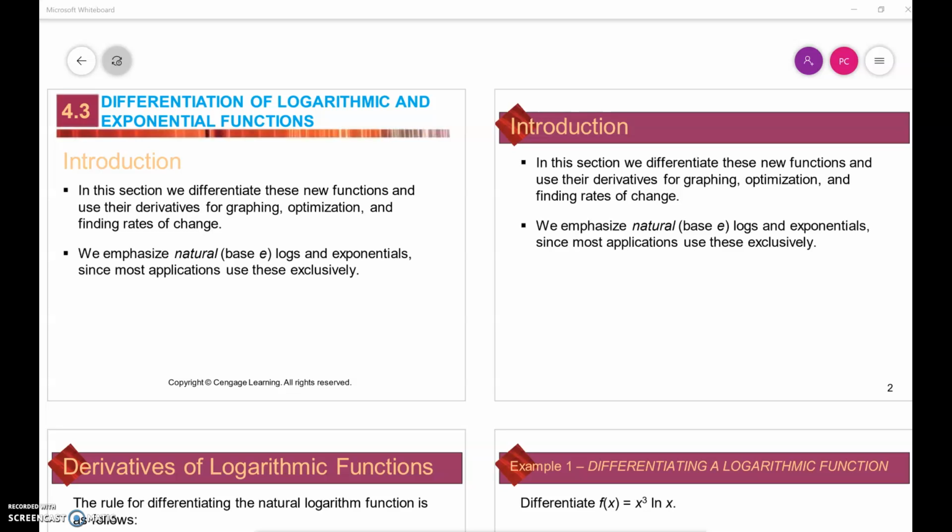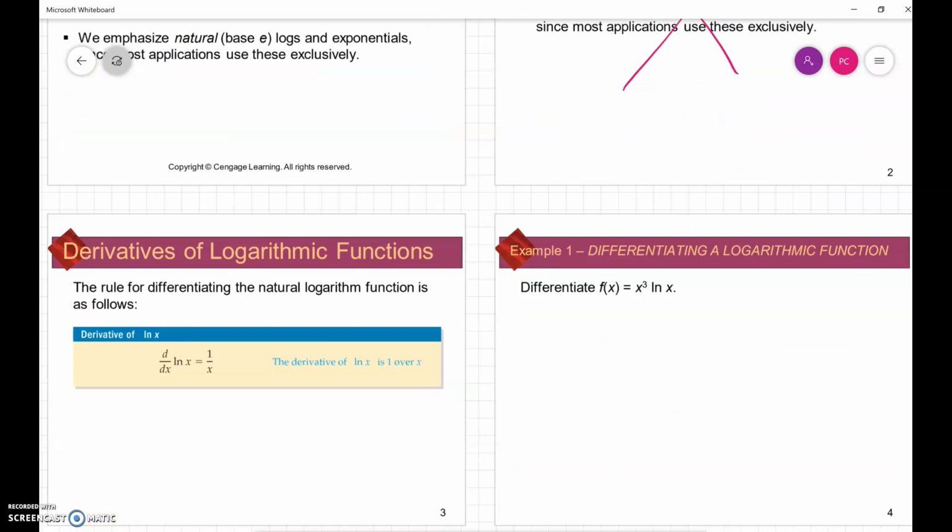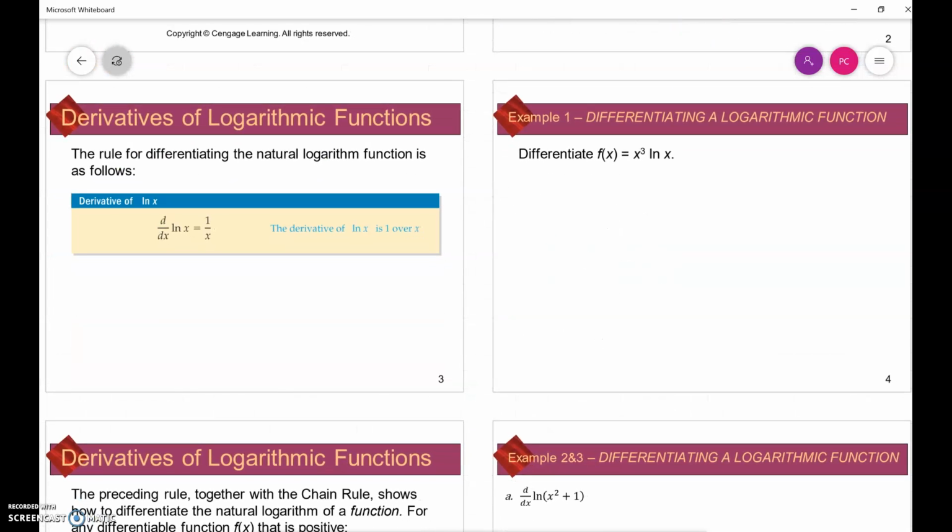And we're going to emphasize the natural base e, the natural logs using base e, and exponentials, since most applications are going to use these exclusively. And ignore slide 2. Not sure why I repeated that one. So let's start with logarithmic functions.